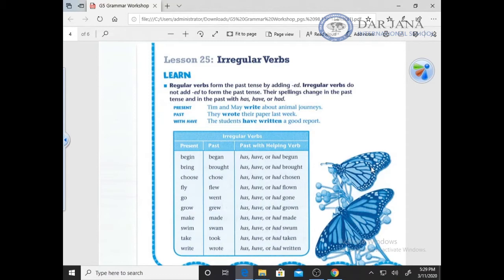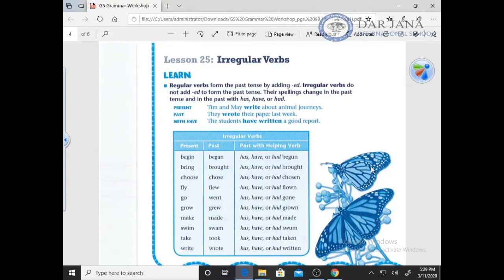First, let me remind you of regular verbs. What are regular verbs? Regular verbs are verbs that we change into the past by adding -ed, and even with has, have, and had. Let's take an example. I play football. I played football yesterday. I have played football so far.